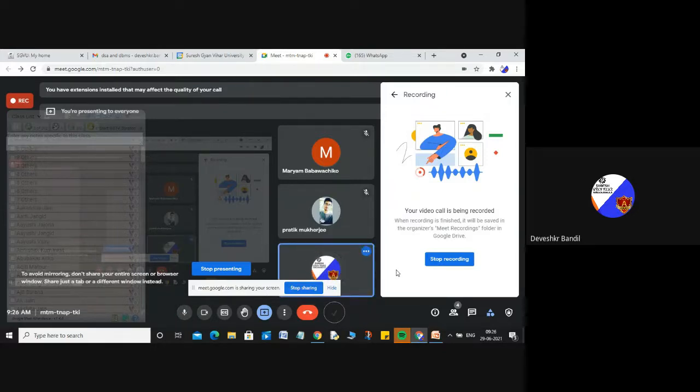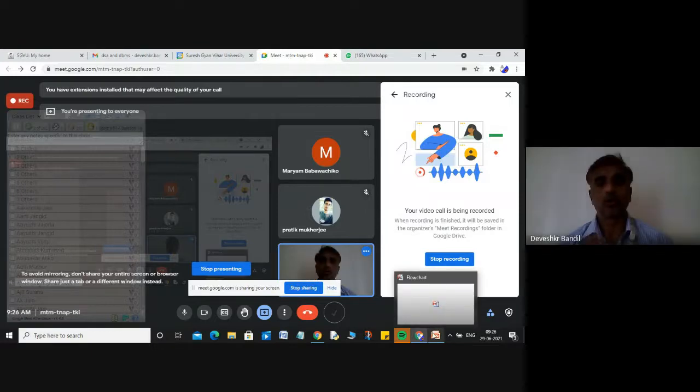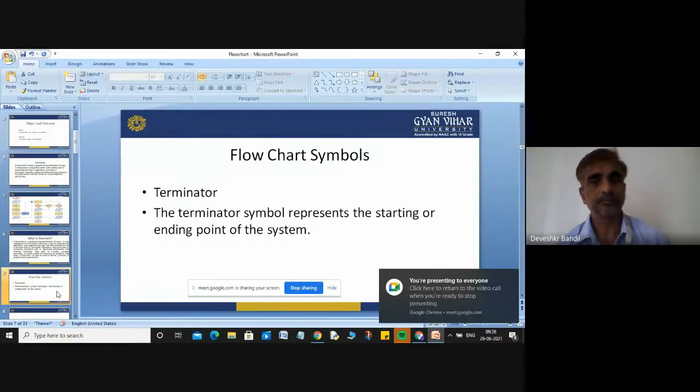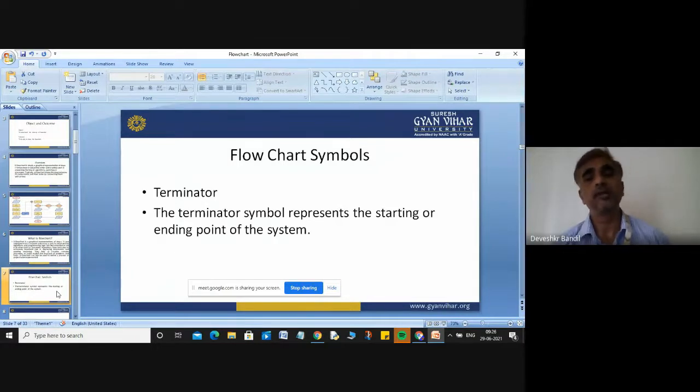And now I will discuss flowchart symbols. I hope you can see my screen. There are so many symbols of your flowchart. First is the terminator. The terminator is one symbol of your flowchart. I had also already told about the flowchart symbols. So when you draw the flowchart, all your symbols will be used.